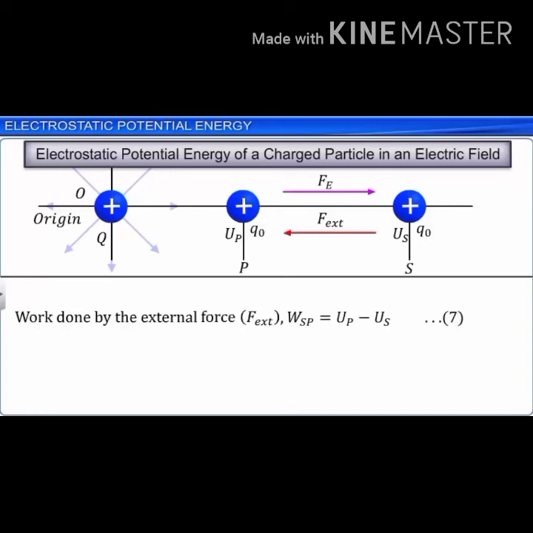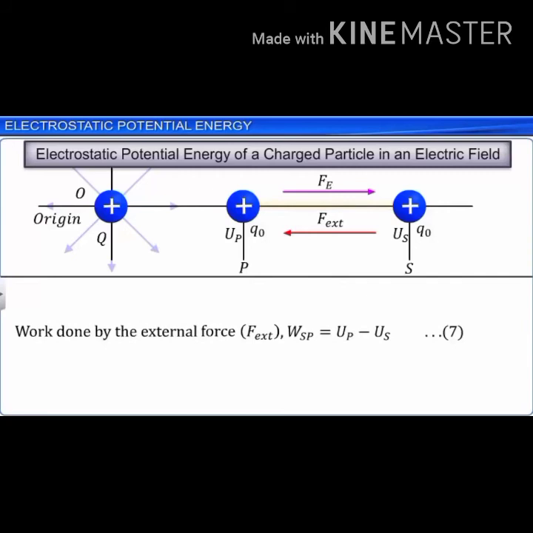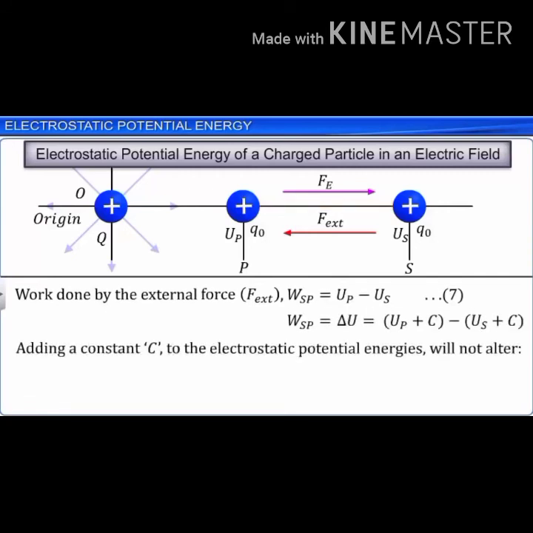Now, the difference in electrostatic potential energy between two points in the electric field of any arbitrary charge distribution will be equal to the work done to move a charge from one point to another. The work done according to equation 7 is independent of the path followed to move Q0 from S to P without accelerating Q0, and is dependent only on initial and final positions. Hence, the electrostatic force Fe is conservative, and work done against electrostatic force Fe is independent of the path followed.